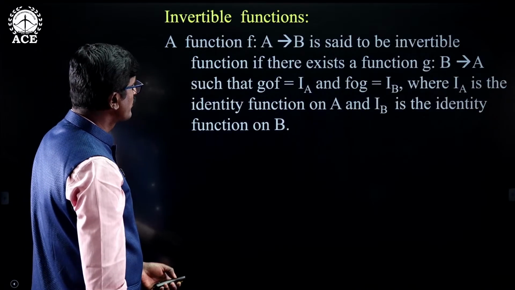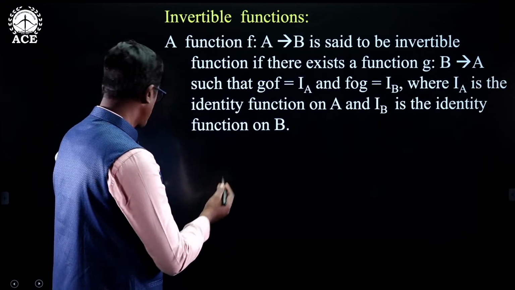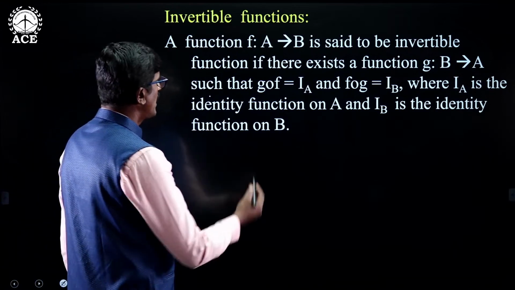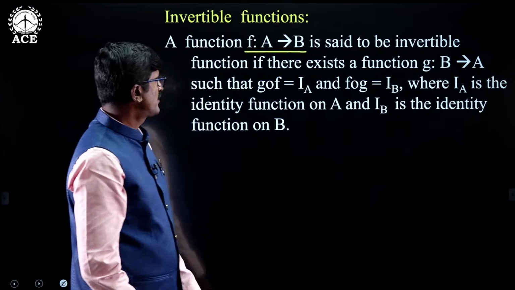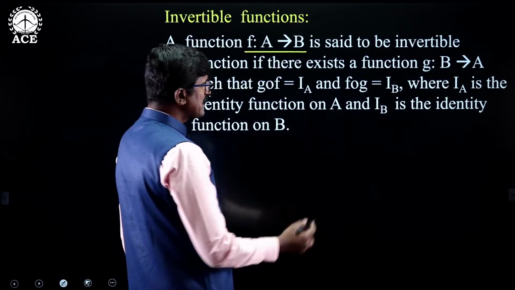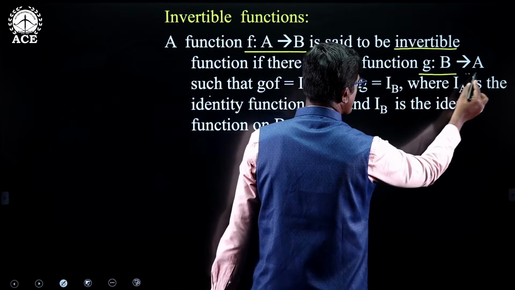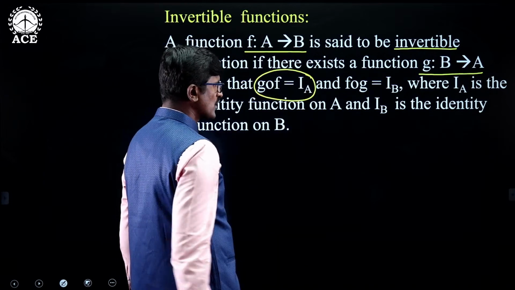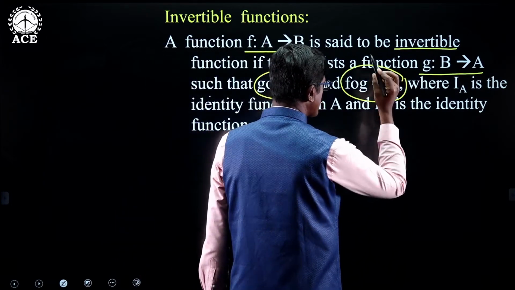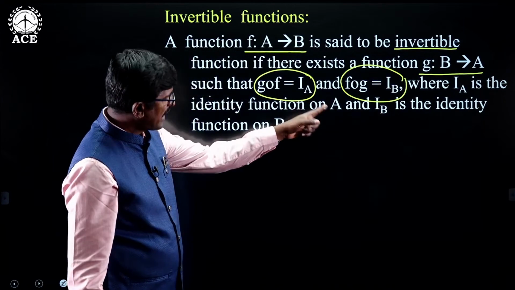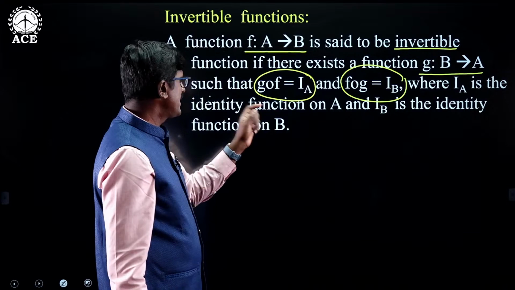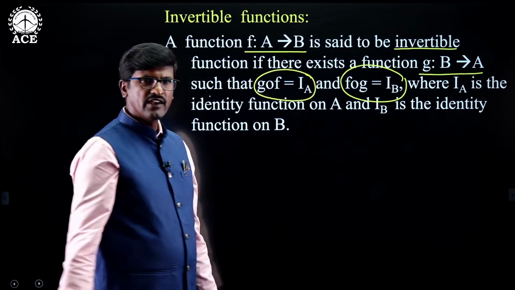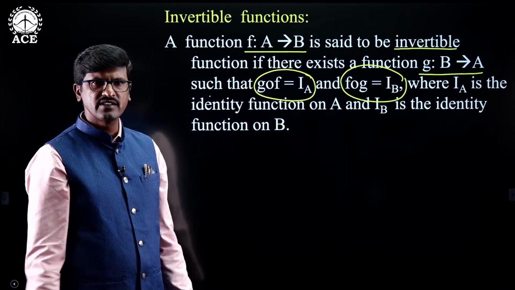Now we'll see what an invertible function is. What does invertible function mean? Let f be a function from A to B. The function f mapping A to B is said to be invertible if there exists a function g mapping B to A such that g circle f is equal to iA and f circle g is equal to iB, where iA is the identity function on A and iB is the identity function on B. Then we say that f and g are inverses of each other.